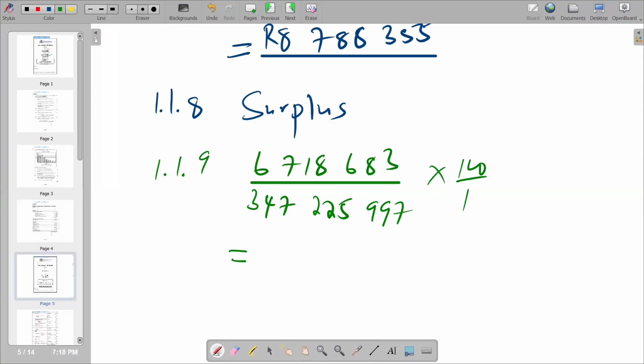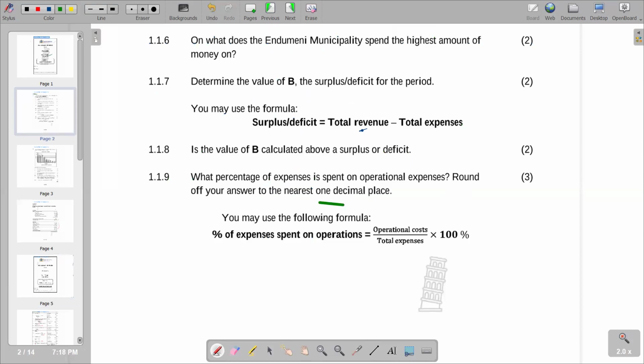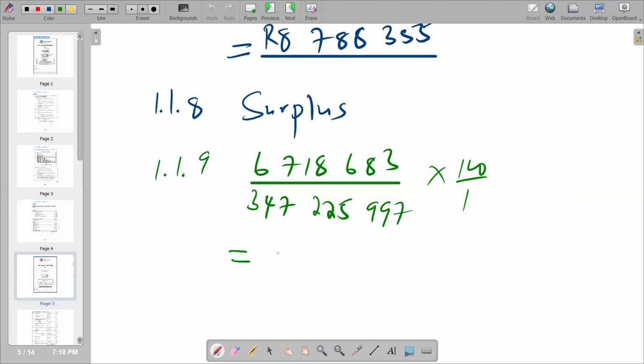I see that remember, we've got a section in terms of our answer to the nearest one decimal place. So if you convert it to one decimal place, it's going to be 1.9%. So this becomes your final percentage that we have there.